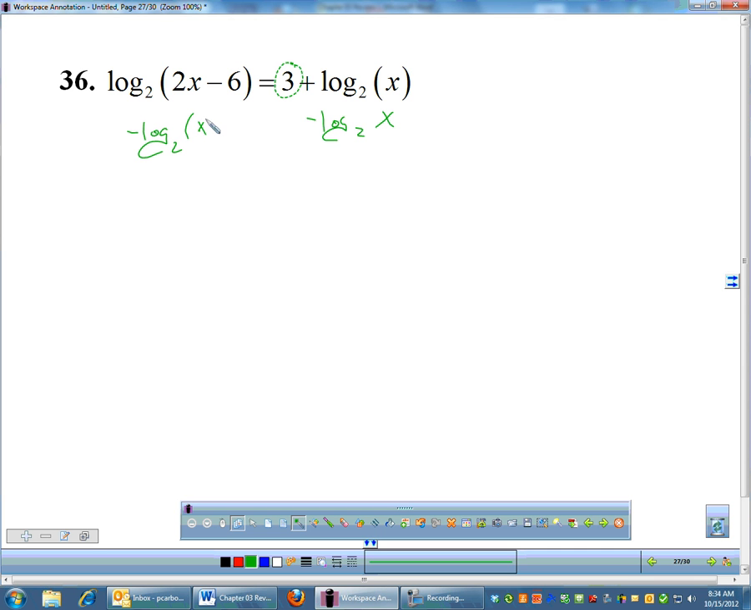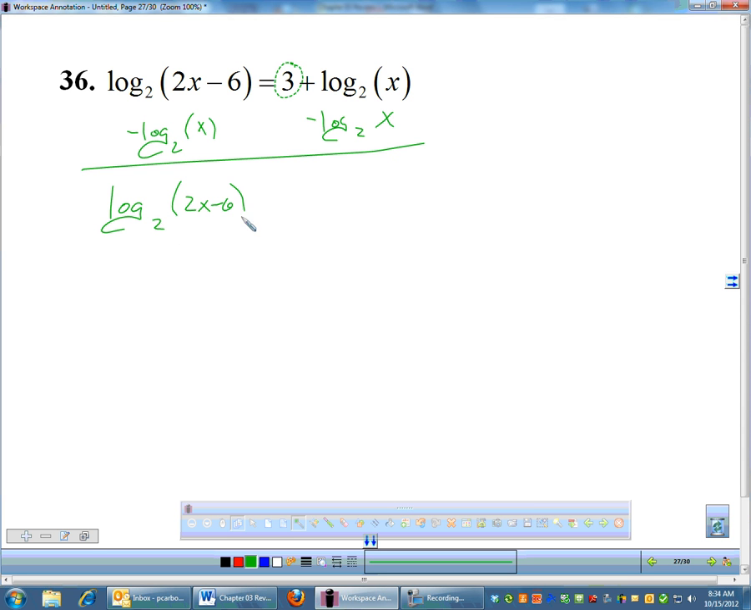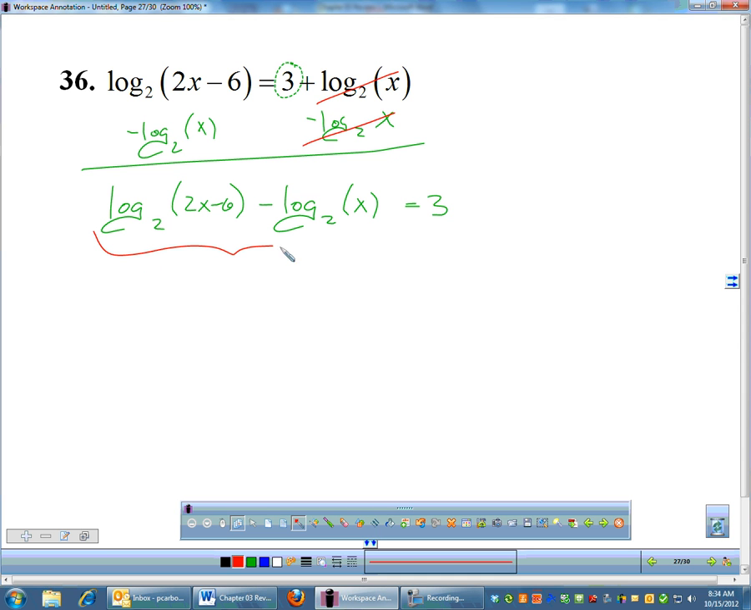Now these don't combine. You're just going to have to write them as log base 2 of (2x minus 6) minus log base 2 of x is equal to 3. I left the 3 on the right side of the equation. I subtracted the log base 2 of x, so those canceled. Now if I have log equals a number, I'm going to condense these two into log base 2. If you're subtracting, that's (2x minus 6) divided by x equals 3.